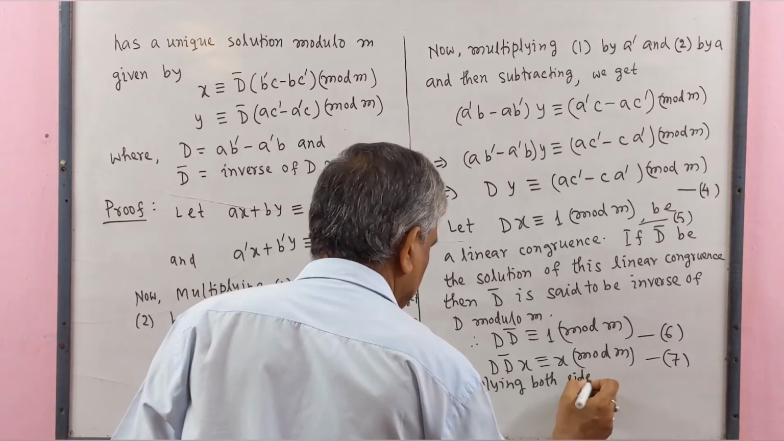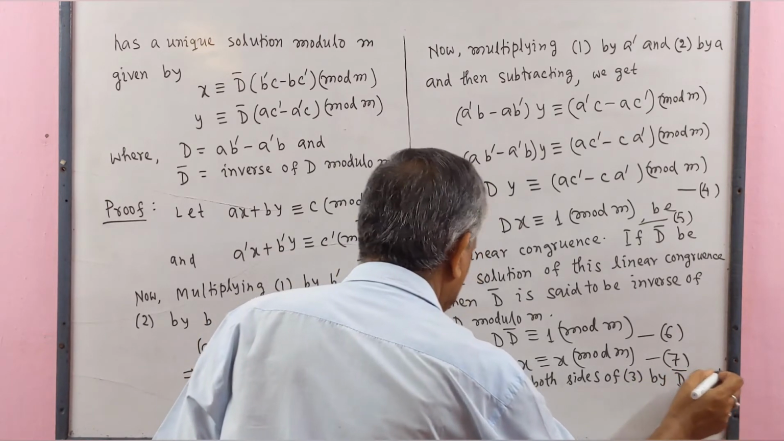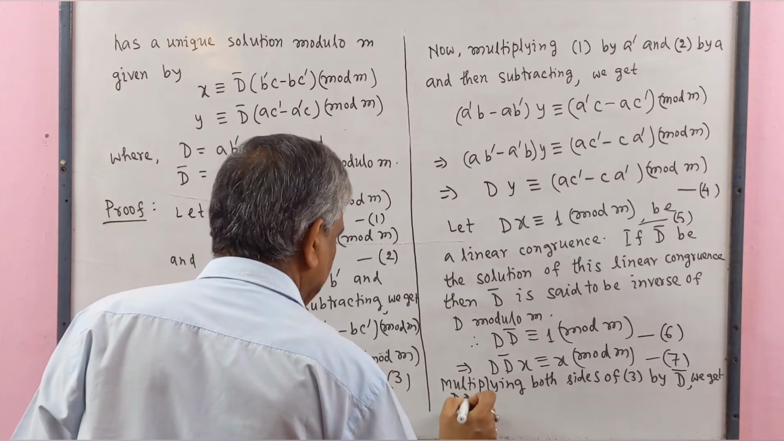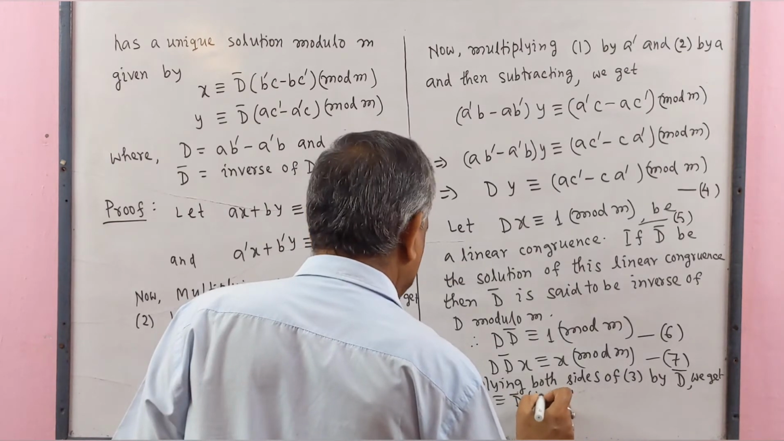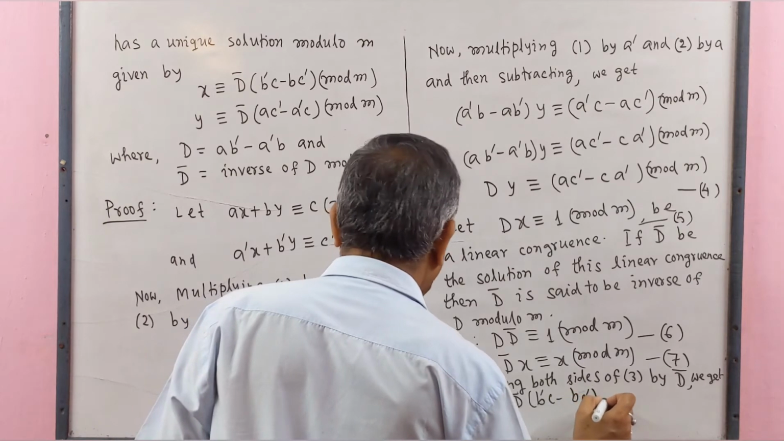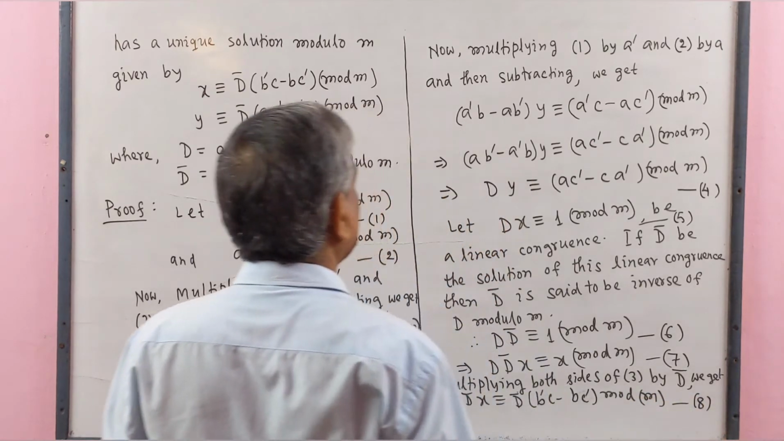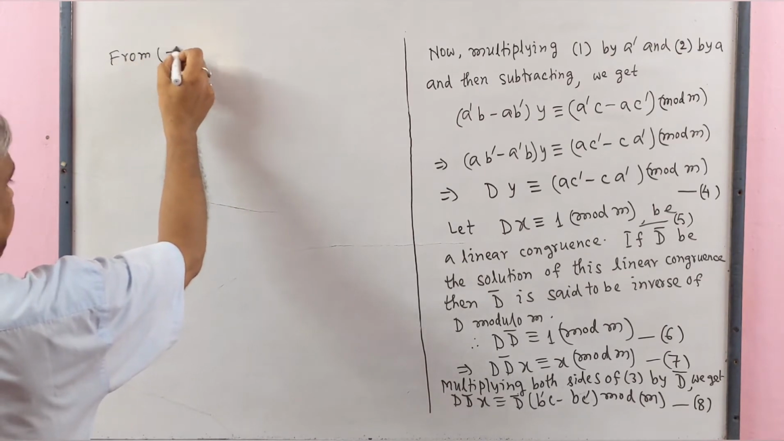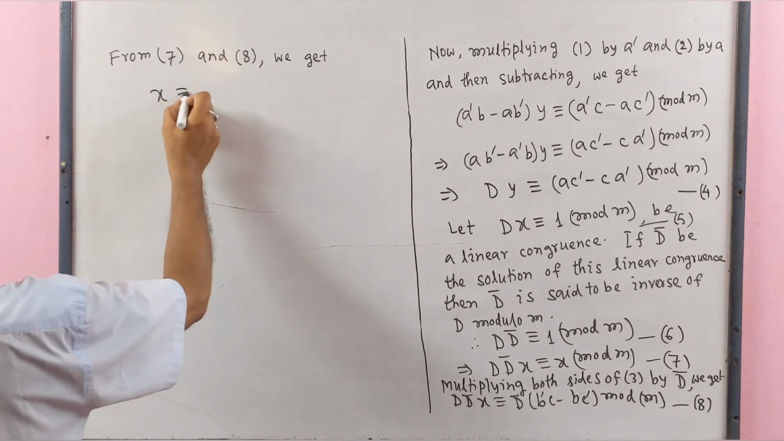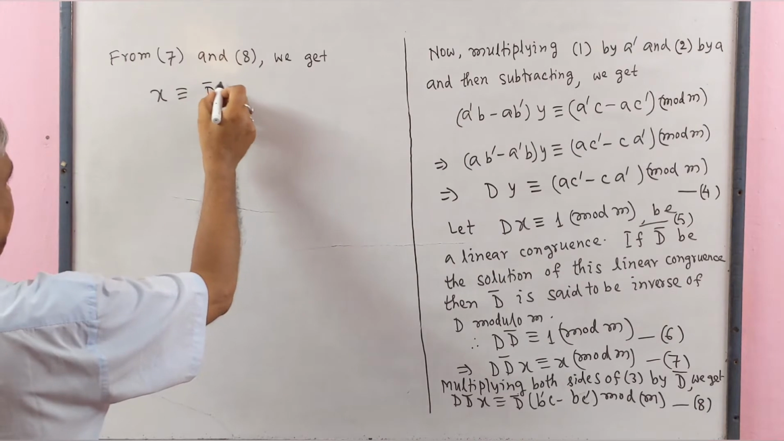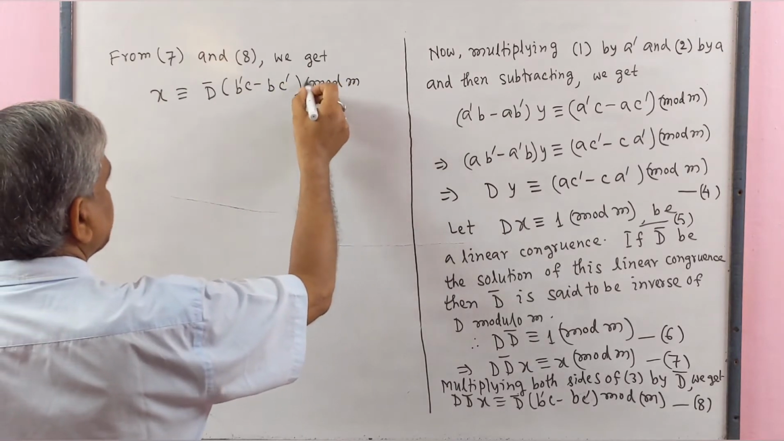Multiplying both sides of 3 by d bar, we get d bar d x is congruent to d bar (b prime c minus b c prime) modulo m. This is number 8. From 7 and 8 we get x is congruent to d bar (b prime c minus b c prime) modulo m. This is 9.